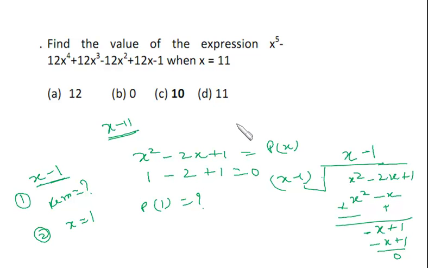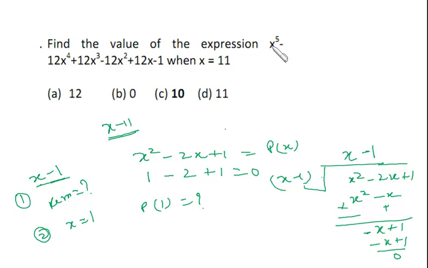So instead of putting 11 in this entire expression, 11 raised to 5, 11 raised to 4, then multiplying by 12 and so on, I can simply divide this expression by x minus 11, and whatever remainder I get will be the value of this expression when x is equal to 11, right? If you are confused at any stage, you can take some more examples, apply both concepts, and check whether you get the same answer or not. So if I divide this expression by x minus 11, whatever is the remainder, that will be my answer.